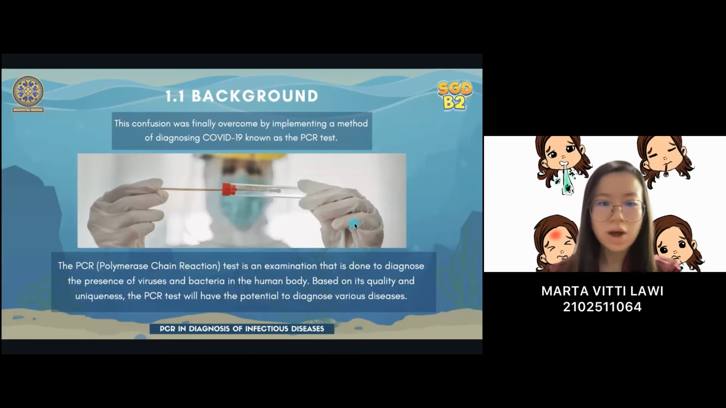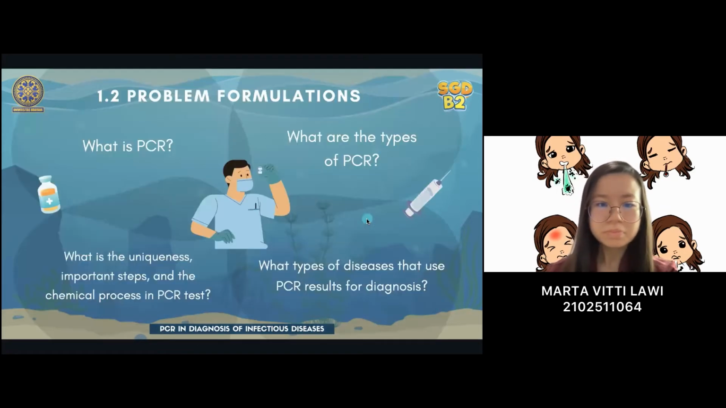Now let's move on to our problem formulations. First, what is PCR? Second, what are the types of PCR? Third, what is the uniqueness, important steps, and the chemical processes in PCR test? And the last is what types of diseases use PCR results for diagnosis. That's all from me. Thank you.